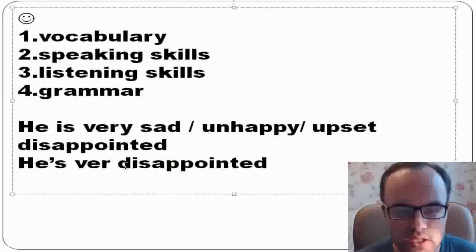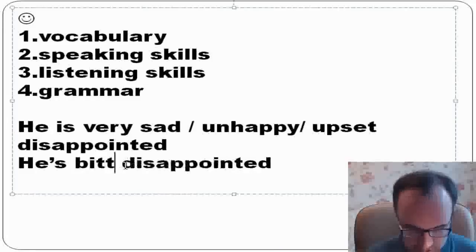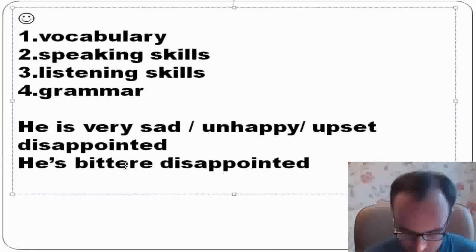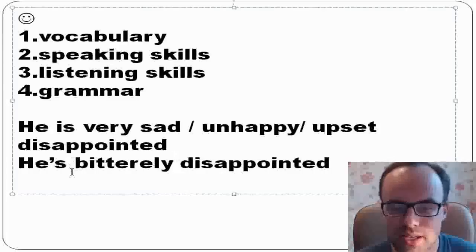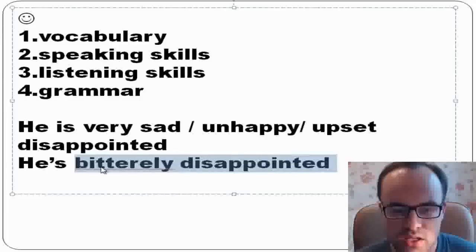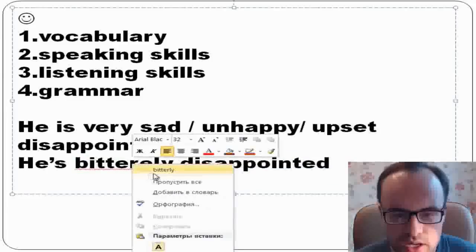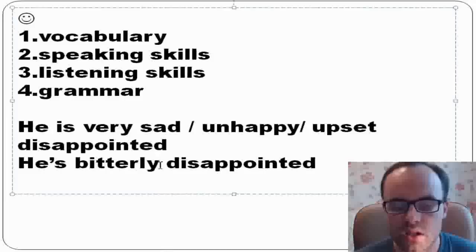That's the same problem. He is very disappointed. But why can't we say, for example, he is bitterly disappointed? It means that he is really very, very disappointed. His disappointment is really huge. So it's a collocation, bitterly disappointed. And as far as our lessons are concerned, we'll be learning different collocations for advanced students.